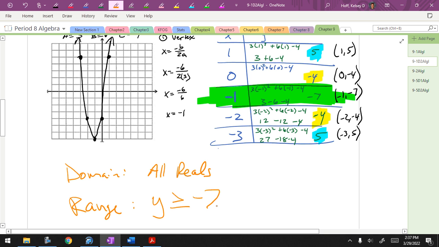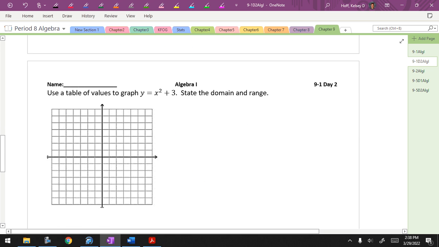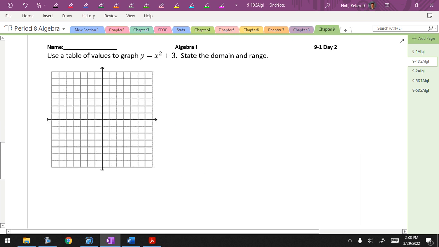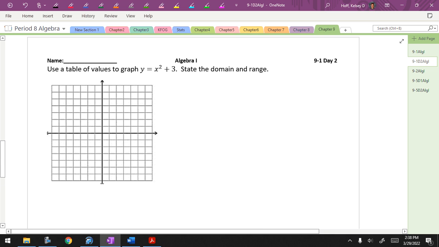Oh, man, there's 2 more on the back. What? No, it says 2. We noticed.